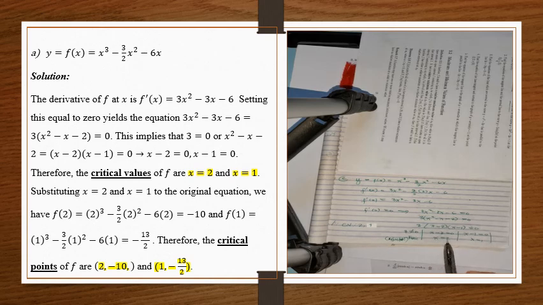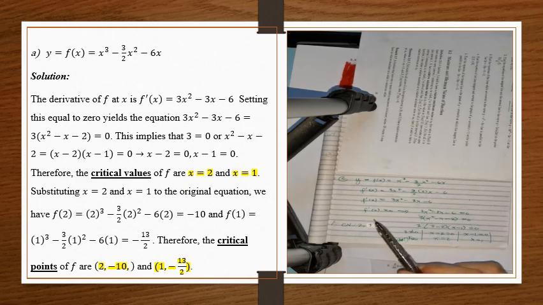Okay, and then, eto, transpose natin doon si 2. So, we have x is equal to 2. And then, x minus 1, transpose si 1 sa kabilang side. So, we have x is equal to 1. It implies that the critical values of this given function is 2 and 1. Okay? 2 and 1, yan yung values na nakuha natin na values ni x.